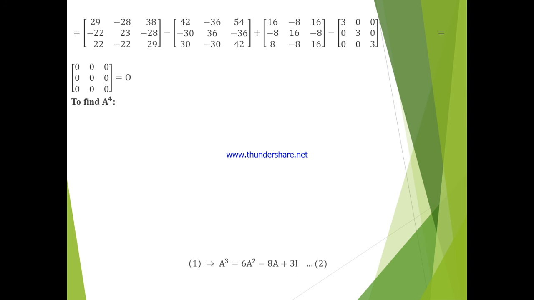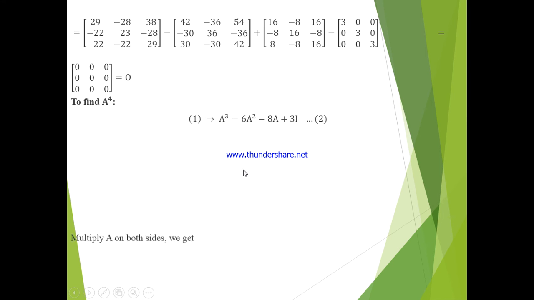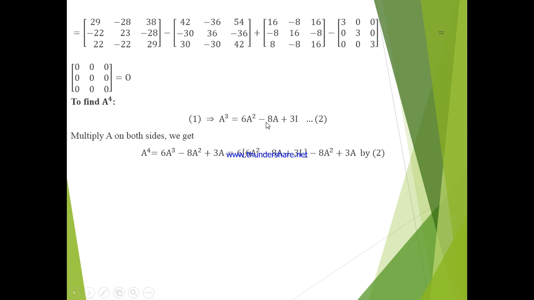Next, to find A power 4. Here A cube is equal to 6A square minus 8A plus 3I. This is the characteristic equation. Next we have to multiply A on both sides. So we get A power 4 is equal to 6A cube minus 8A square plus 3 into A.